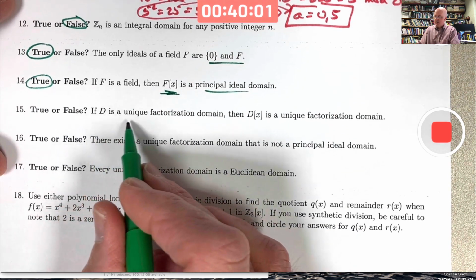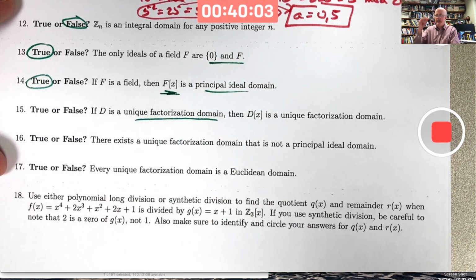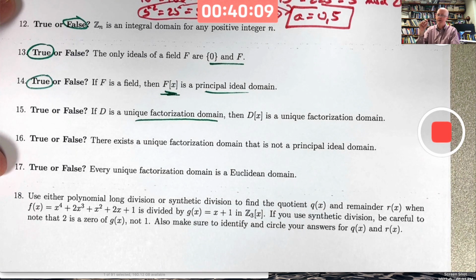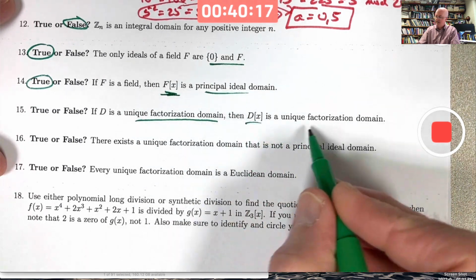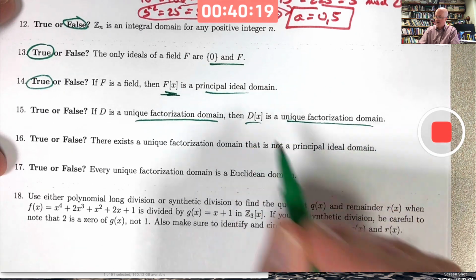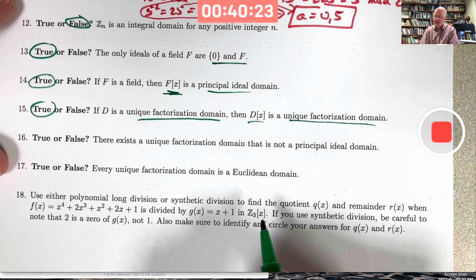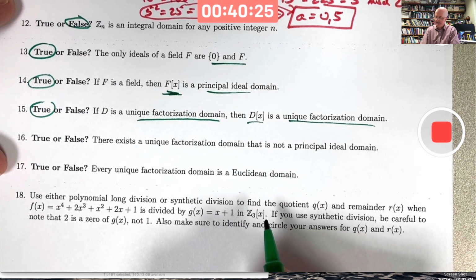Next one, if D is a unique factorization domain, where essentially the fundamental theorem of arithmetic holds, writing elements in unique ways as products of, you don't call them primes in general, here you call them irreducibles, then the polynomial ring where the coefficients are from D is also a unique factorization domain. This turns out to be true. It's a theorem. In Gallian's book, you can find it in chapter 18.